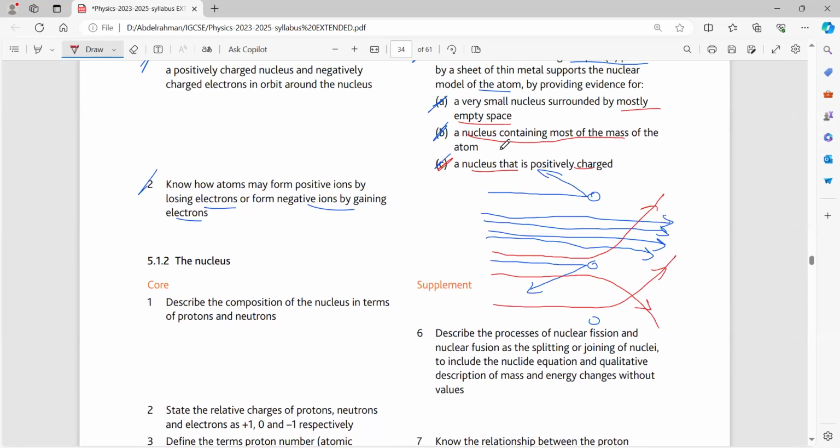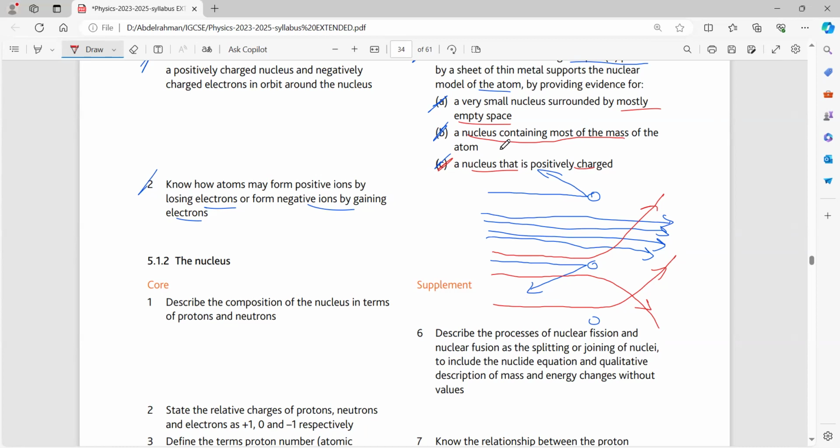Wait, I don't get why, if it's deflected, that means it's positive. Why would it change its direction if it isn't repelled? Think about it: you have a positively charged particle and another positively charged particle. What will happen? They will repel each other. So if the alpha particle is moving near the positively charged nucleus, it will repel. That's why it moves with a certain angle upwards or downwards.